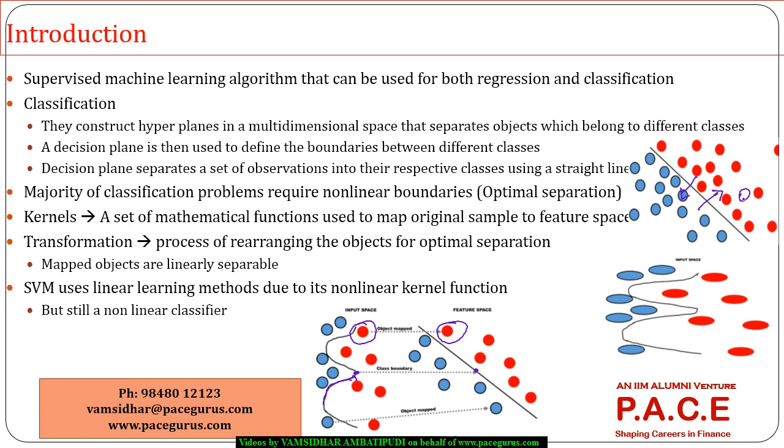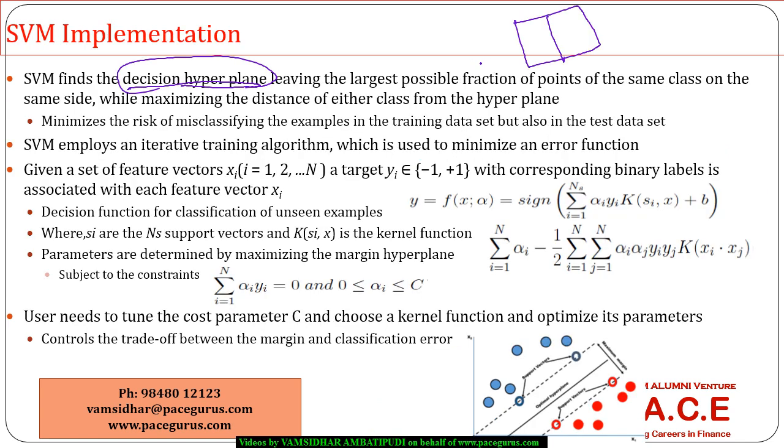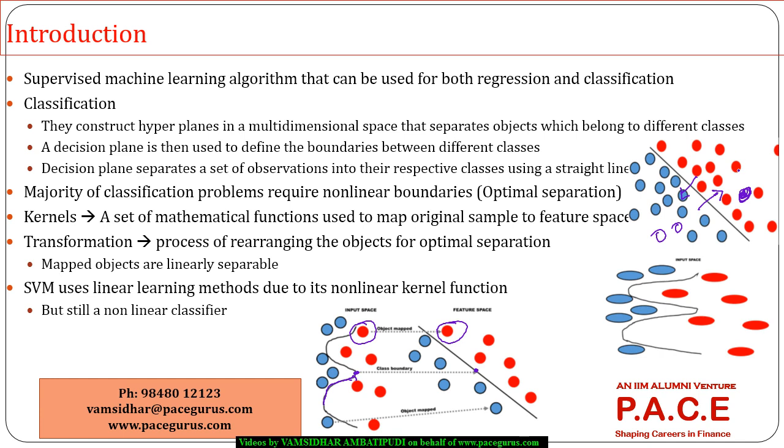Obviously in the real world, there might be one blue out here, there might be one or two reds out here. But my objective is to find such a hyperplane where the maximum fraction of the points belonging to the red group, the group of defaulters, lie on the side of the defaulters, and the maximum number of non-defaulters lie on the side of the non-defaulters. And at the same time, the distance between the classes also needs to be much larger, right?